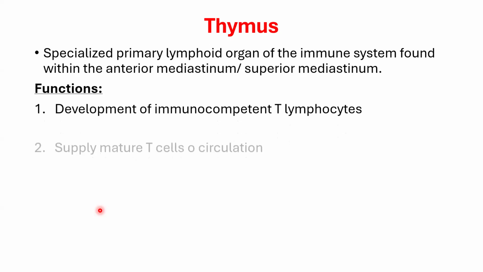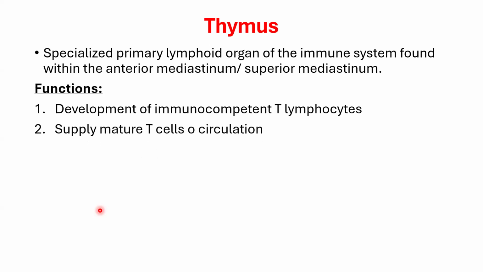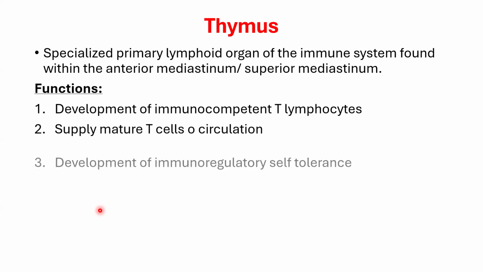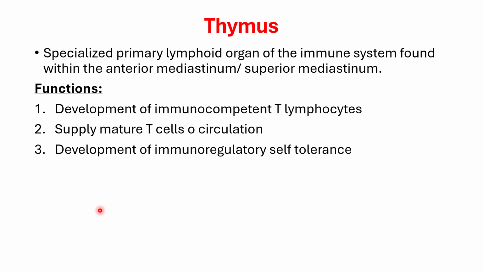That's one function. The other function is that it leads to much supply of T cells into circulation. The other function is that it leads to development of the immunoregulatory self-tolerance by negative selection and positive selection that happens in the thymus. We also have secretion of hormones and cytokines.